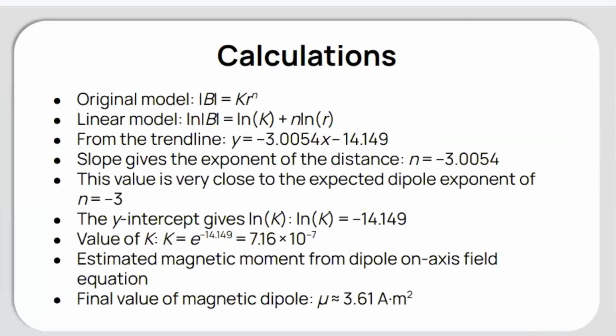So for the calculations, we use the power law model where the magnitude of B is equal to K R to the N, and converted it to a linear form where natural log of the magnitude of B is equal to natural log of K plus N natural log of R. The trend line from the natural log B versus natural log R graph gives us N equal to -3.005, and that matches, again, the theoretical dipole value of -3. With the y-intercept, we found that K is equal to 7.16 times 10 to the -7, and can estimate the dipole moment to be approximately 3.61.